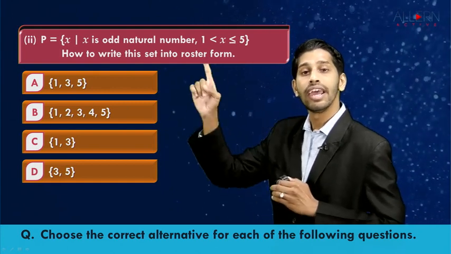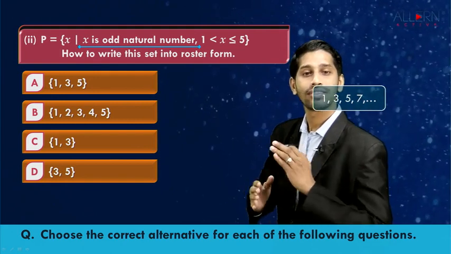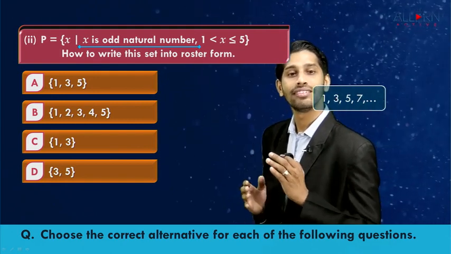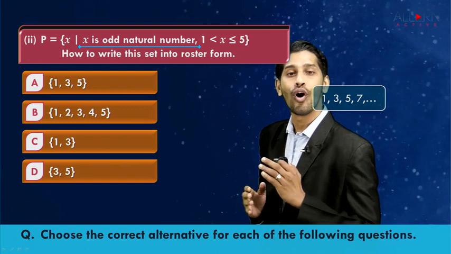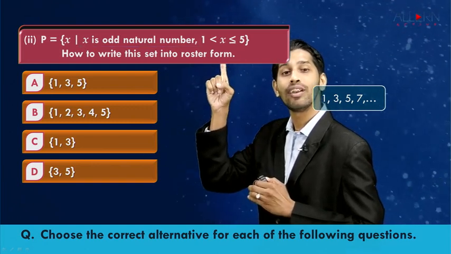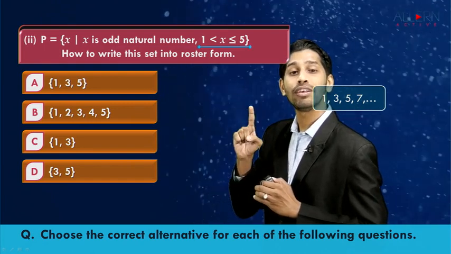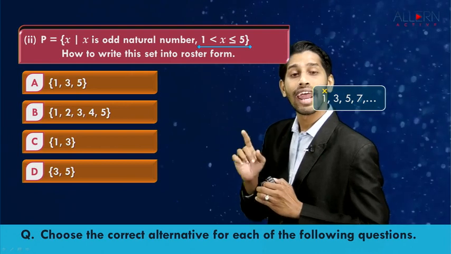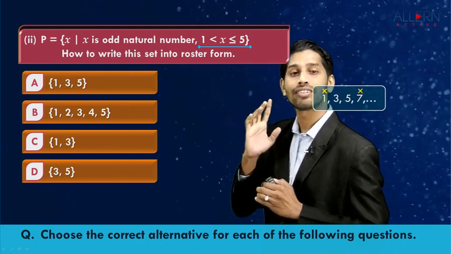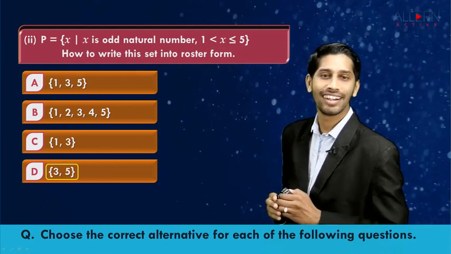It says that x is an odd natural number. What is an odd number? 1, 3, 5, 7 and so on. They are called odd numbers. But we want those odd numbers which are greater than 1 but less than or equal to 5. So greater than 1 means 1 will not be included, and less than or equal to 5 means we have to discard that 7. It is only 3 and 5, option number D.